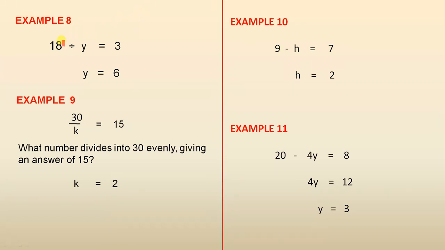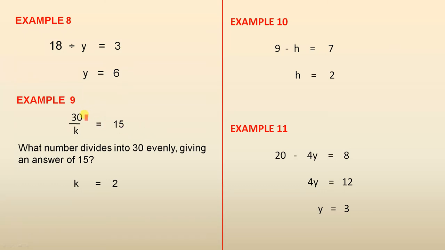Example 8. 18 divided by y equals 3. What number divided into 18 goes 3 times evenly? No remainder. Well, is it 3? No. 18 divided by 3, that doesn't work. What about 18 divided by 5? No. What about 18 divided by 6? Aha. 6 divides into 18 3 times. So y must be 6.